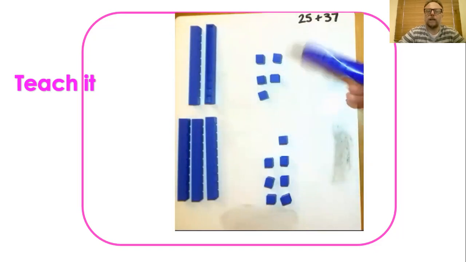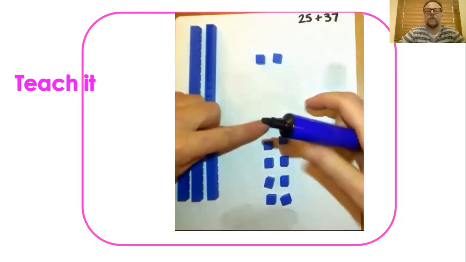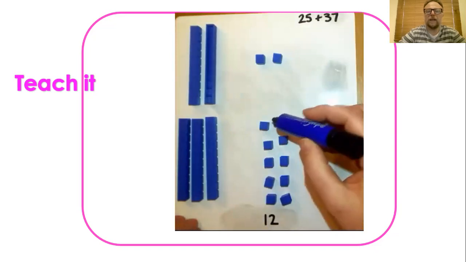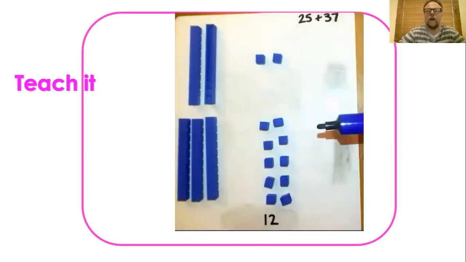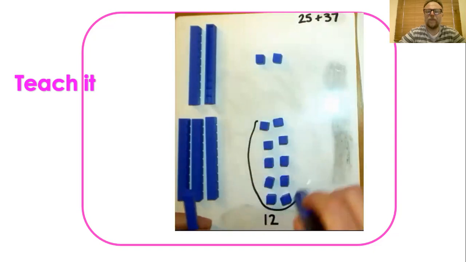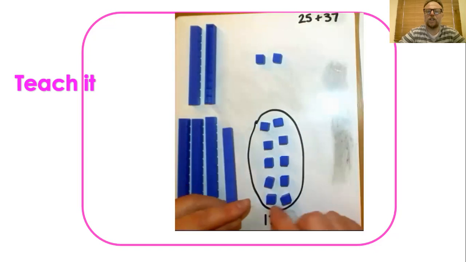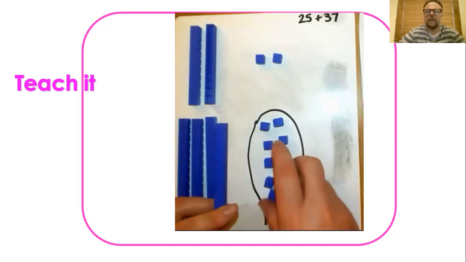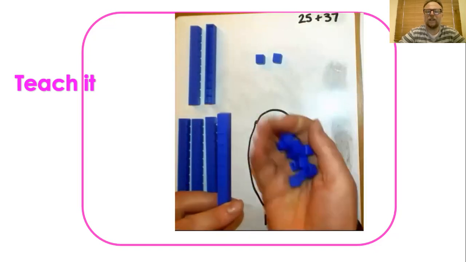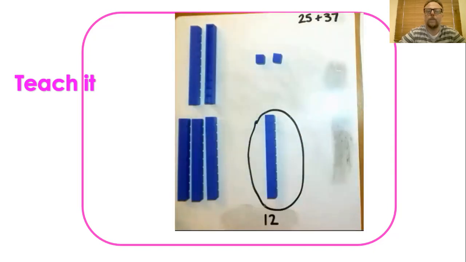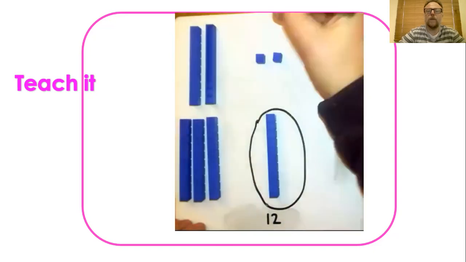Let's go. Okay, let's start the ones again. No, I've definitely got 12 ones. So I'm going to make the same mistake again. I've made a 10. I've got 10 there. And I'm going to swap them, exchange them for a 10 stick. That's the exchange. So I've made 10 ones, I've got a 10. So I've still got 12 in my ones column.